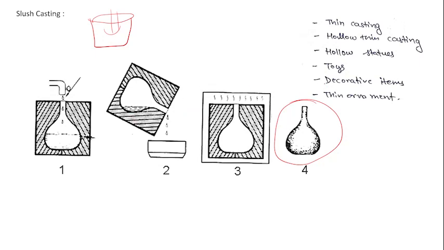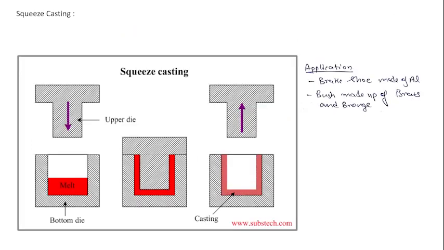So here you can also see the applications: very thin castings, hollow thin castings, hollow statues, toys. These kinds of things can be made by slush casting. Then the squeeze casting. Squeeze casting can be explained by its diagram only.